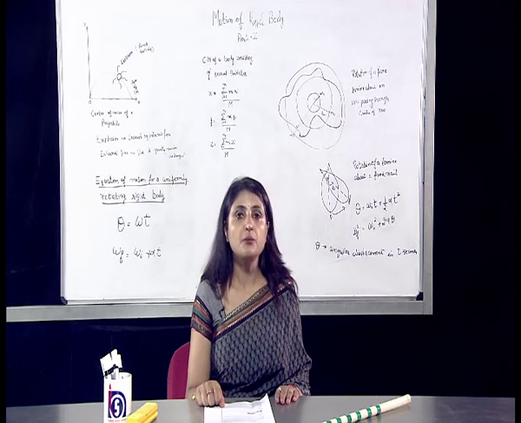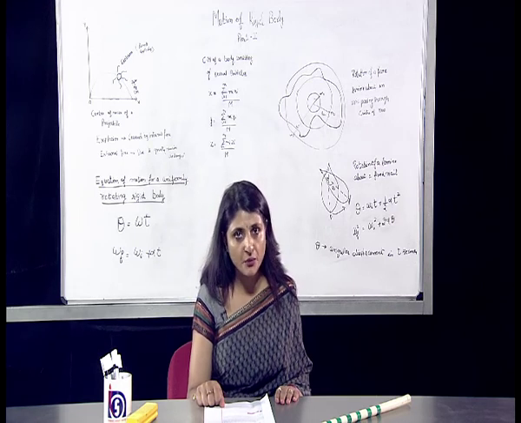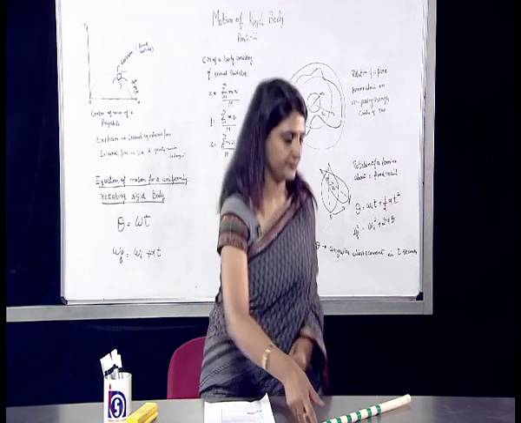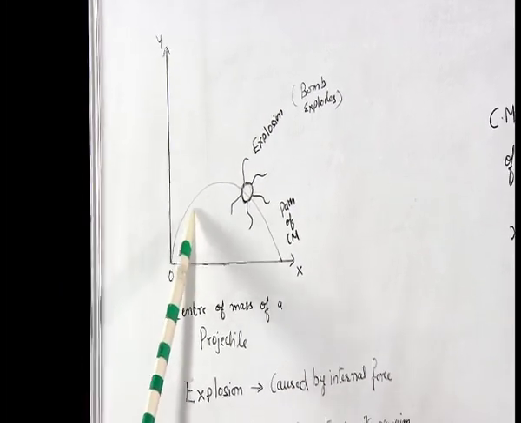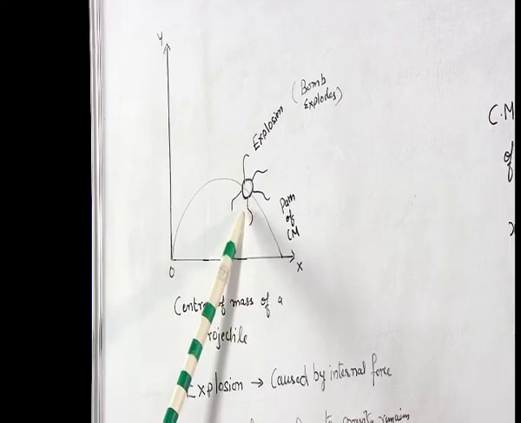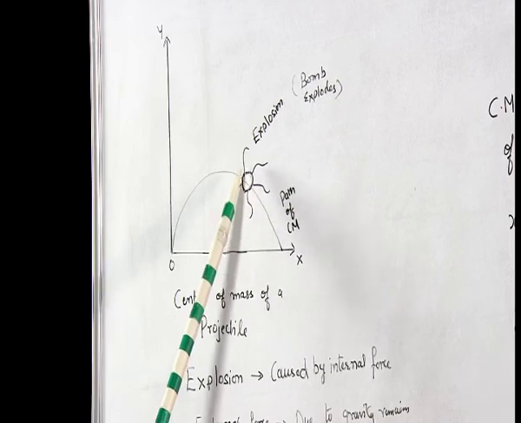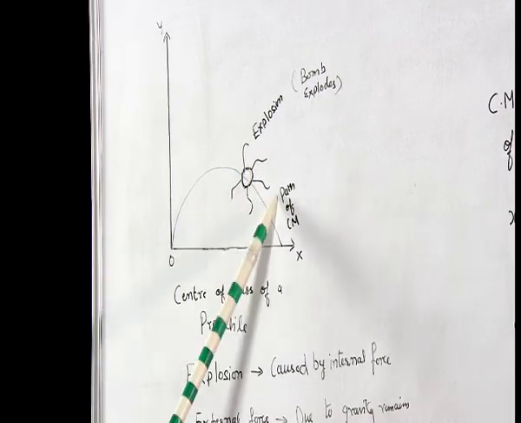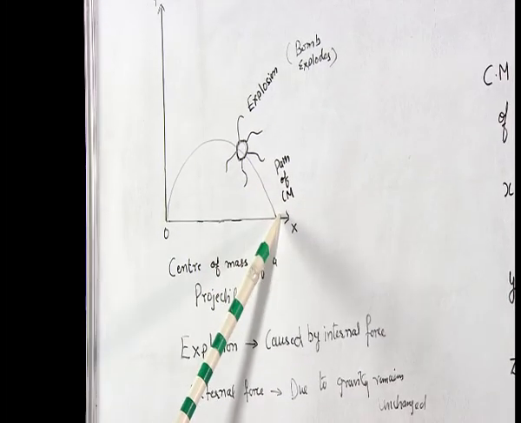Let's consider the path of Cm in case of a projectile motion of a body. For this, let's take up this figure. There is a bomb which is being thrown and it has a projectile motion. But what happens? This bomb explodes midway. All the fragments are distributed in the air. But the path of Cm remains unchanged.